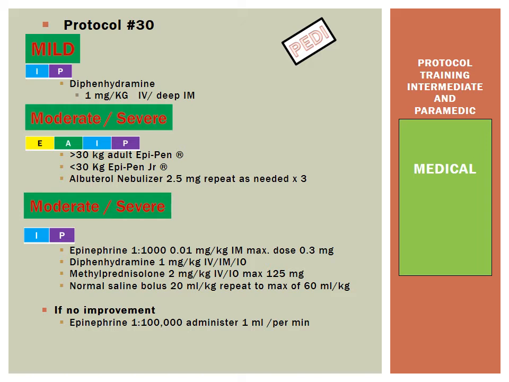Now, at the IMP level, we're going to administer the epinephrine 1 to 1,000, 0.01 milligrams per kilogram IM, max dose of 0.3 milligrams. Diphenhydramine, 1 mg per kg, IV, IM, or IO. Solumedrol, 2 milligrams per kilogram, IV, IO, to a max of 125 milligrams. And, of course, our normal saline boluses of 20 mLs per kilogram. You may repeat to a max of 60 mLs per kilogram, so we may give 3 saline boluses. If no improvement, we are going to go to the epinephrine 1 to 100,000, and we're going to administer 1 milliliter per minute, same as the adult.